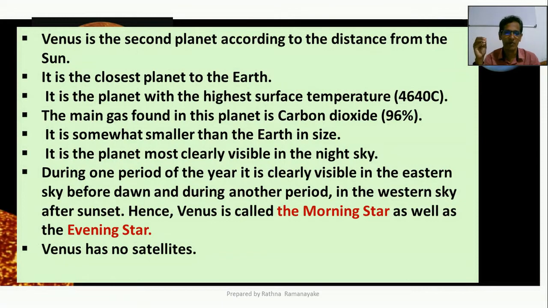During another period it is visible in the western sky after sunset. Hence, Venus is called the morning star as well as the evening star. Right? Can you tell 2 names given to Venus? Right? Morning star, evening star.